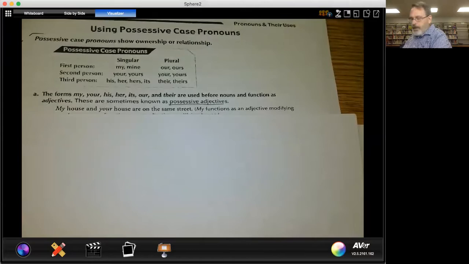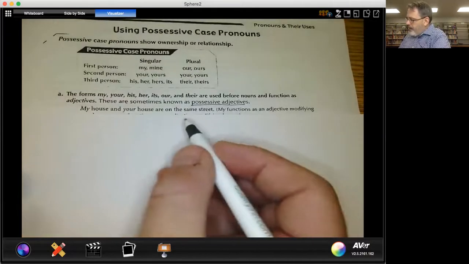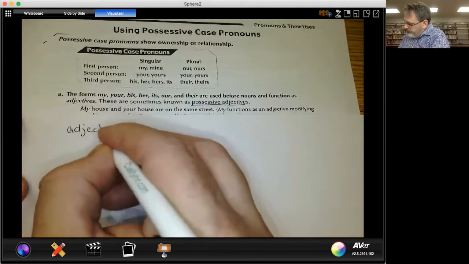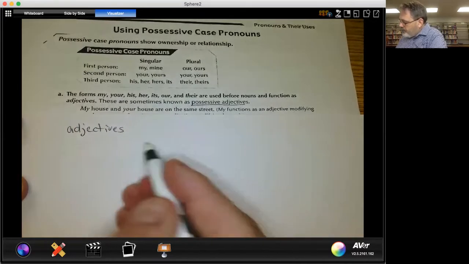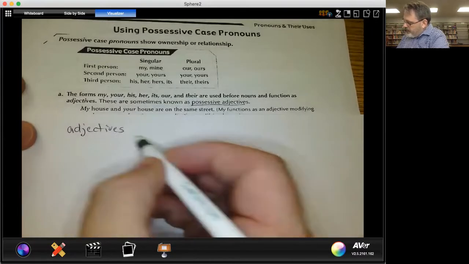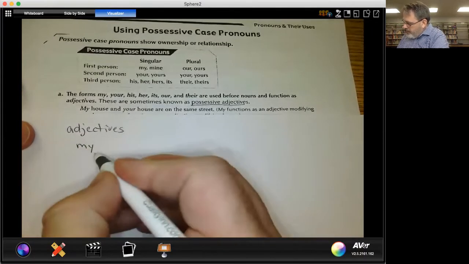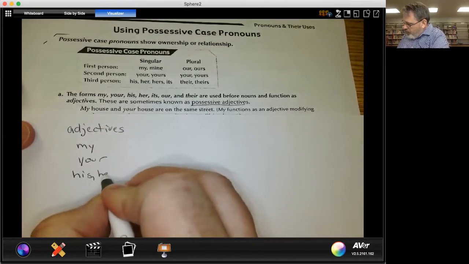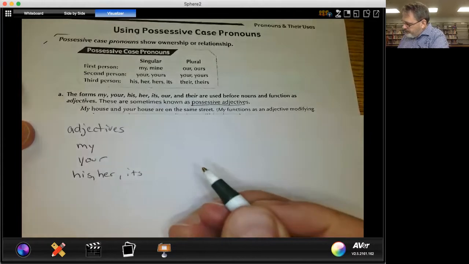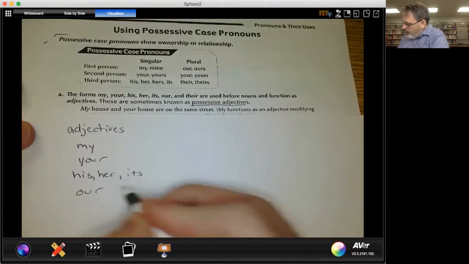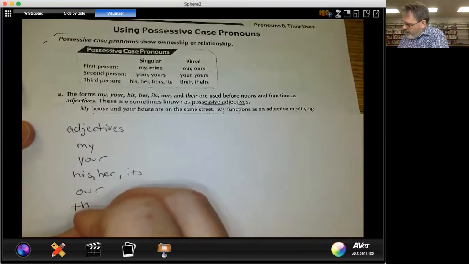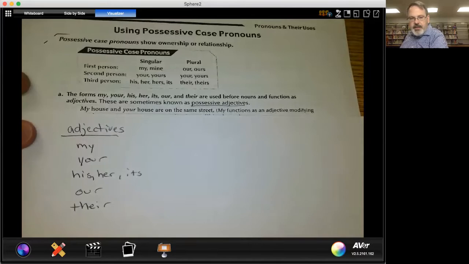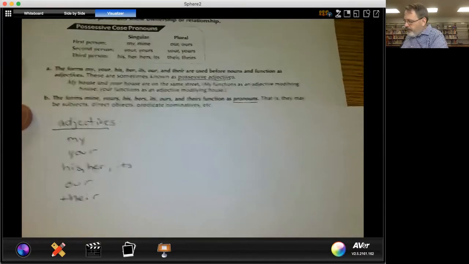All right, I got a new piece of paper. We're going to make a list. So we have adjectives. This is possessive case. These are the possessive adjectives. It gave us a list. My, your, his, her, its, our, and their. So these pronouns are possessive and are considered possessive adjectives. Now we're going to go down and look at the ones that function as pronouns.